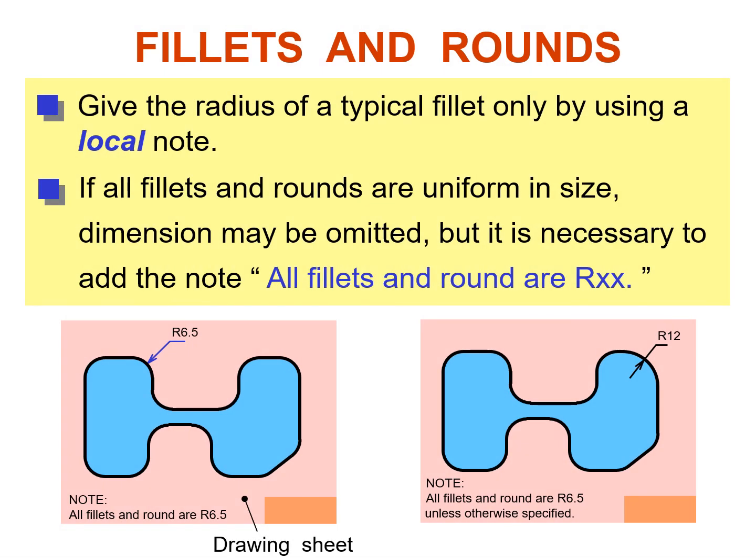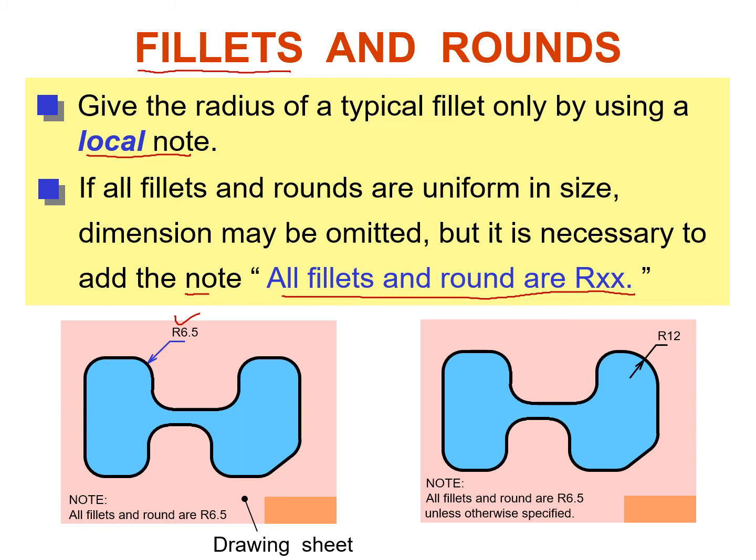Then fillets and rounds, you are already familiar with this term. Fillets are used to actually round a certain sharp edge and give radius of a typical fillet only by using local note, and local notes are represented by the leader line. If all fillets and rounds are uniform in size, dimension may be omitted, but it is necessary to add the note that all fillets and rounds are radius of this.